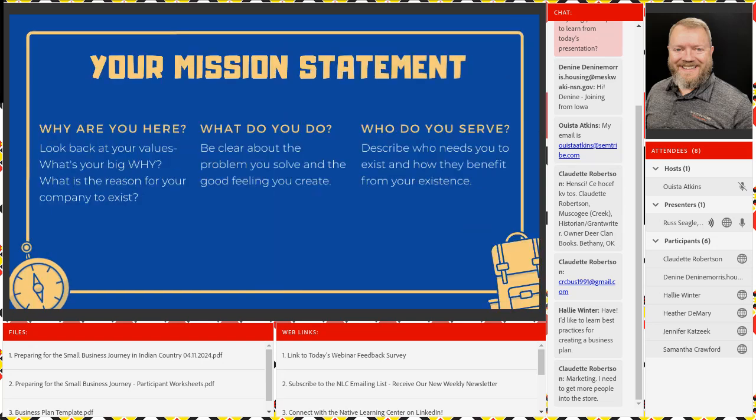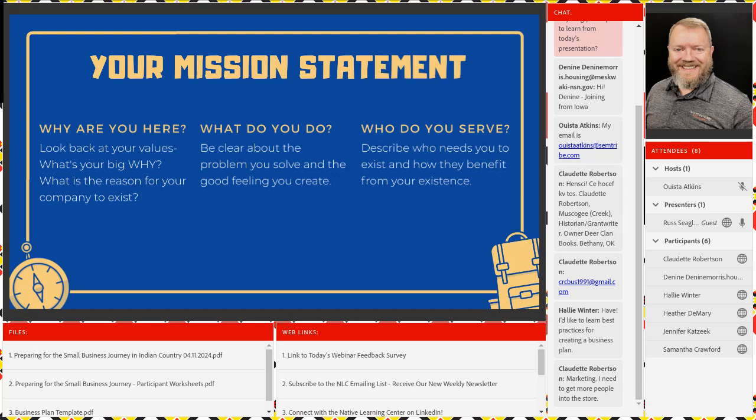So your mission statement asks, why are you here? You're going to look back at your values, your big why, the reason for your company to exist. And then you want to be clear. You want to be able to communicate to people the problem you solve and the good feeling you create. And by the way, no matter what business you're in, these are really the only two things you sell. You sell a solution to a problem and a good feeling. Businesses that focus on doing those two things succeed and far outpace businesses that just want to make money, that just want to do better next month than they did this month.